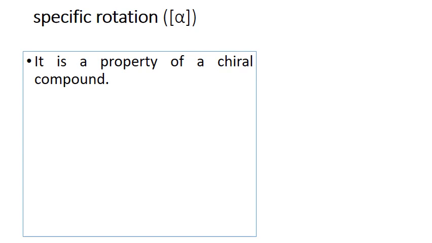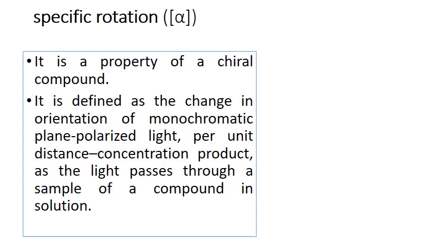Specific rotation, or alpha, is a property of chiral compounds. It is defined as the change in the orientation of monochromatic plane polarized light, per unit distance concentration product, as light passes through a sample of compound in a solution.